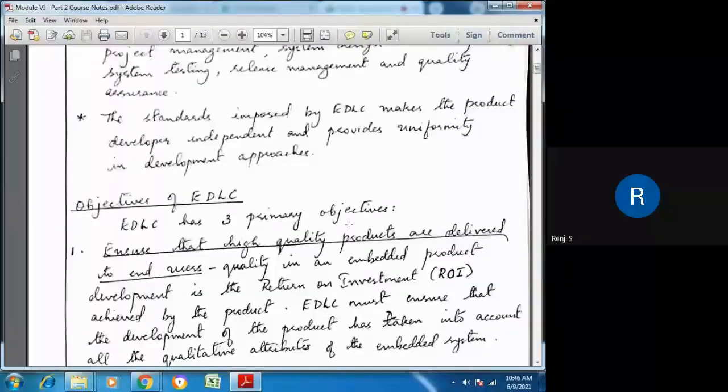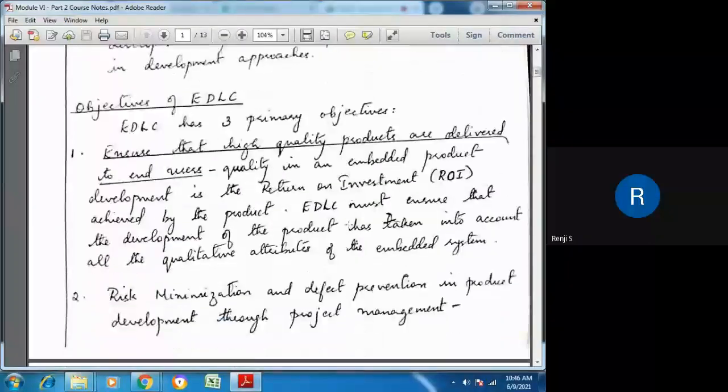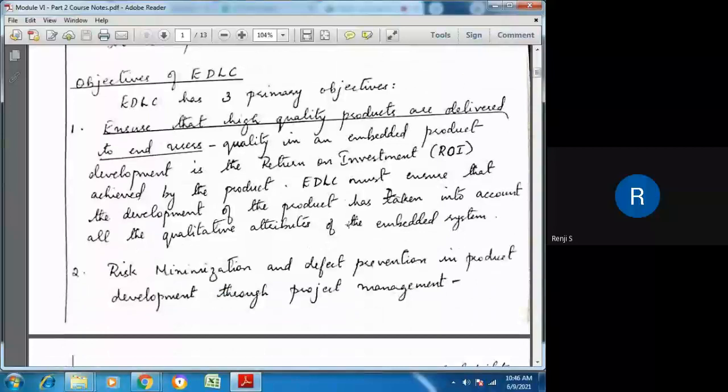Now, next is the objectives of EDLC. I told you this is a sure question. EDLC has three objectives. First is to ensure high quality products. Embedded systems are mostly developed for end users, and if these systems are not of good quality, then the system will not survive in the market. If the system does not survive in the market, then there is a huge loss. There will not be any profit.